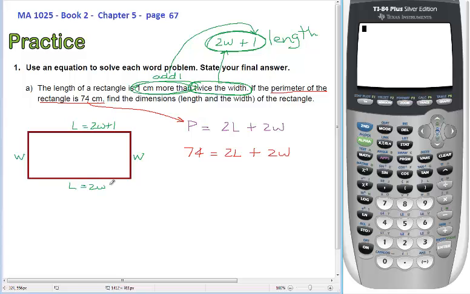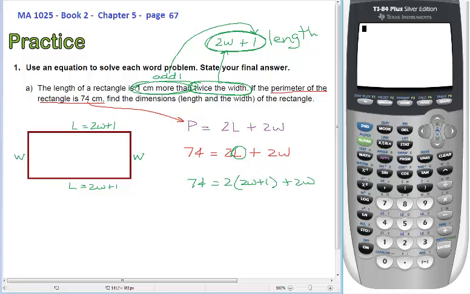It's 2W plus 1. So now, rather than say L, what can I say? I can take out L and put in 2W plus 1, plus 2W equals 74. So now I have one equation, or one variable in that equation.